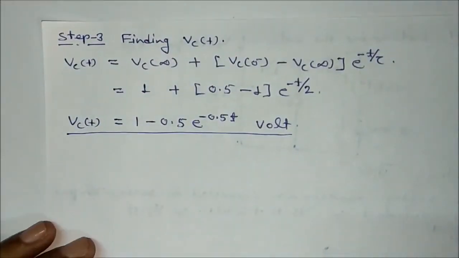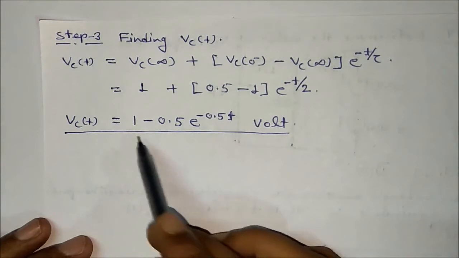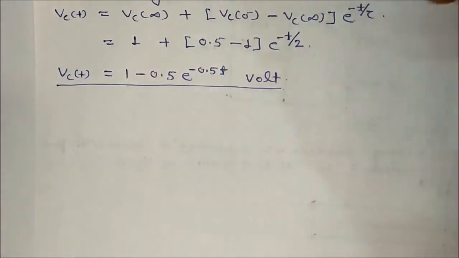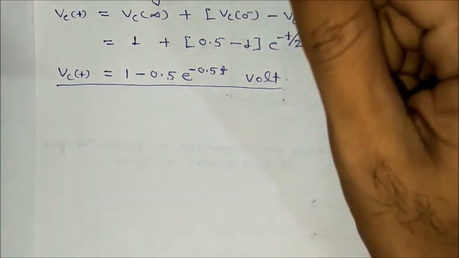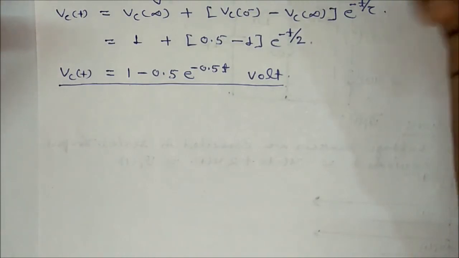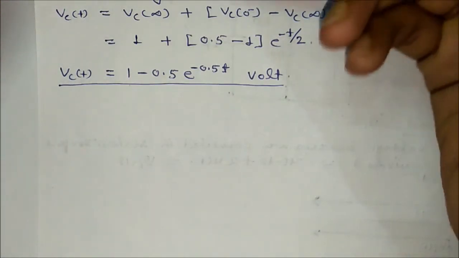So finally VC(t) is equal to, we know the formula, VC(infinity) plus [VC(0 minus) minus VC(infinity)] e to the power minus t by tau. So this is the final expression. This is all about the first order RC circuit. Up to now we have covered the order of a circuit, different types of responses, and first order RC circuits, and I have solved approximately 14 to 15 problems based on first order RC circuits.